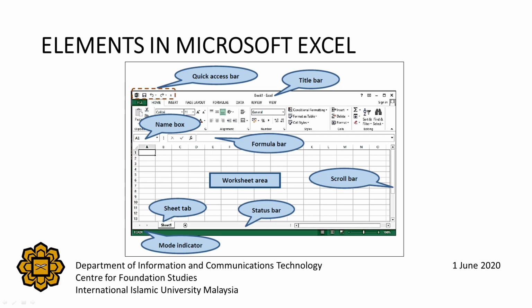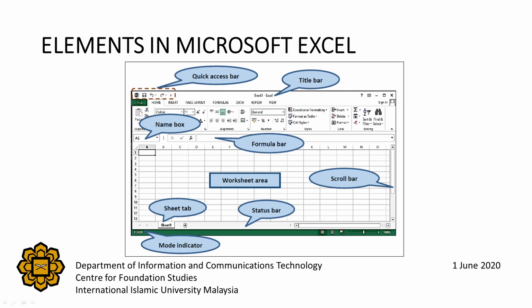And then we have the sheet tab. It will display the name of a worksheet. And then we have the status bar. It displays information on the selected command or an operation currently in progress.